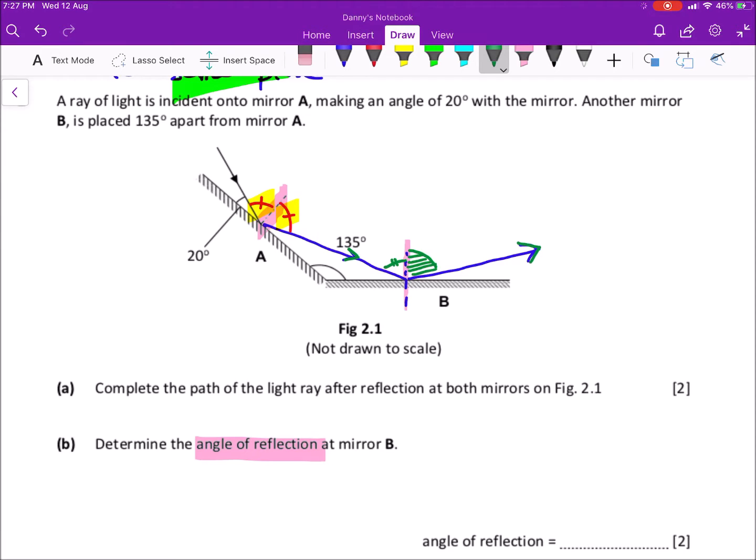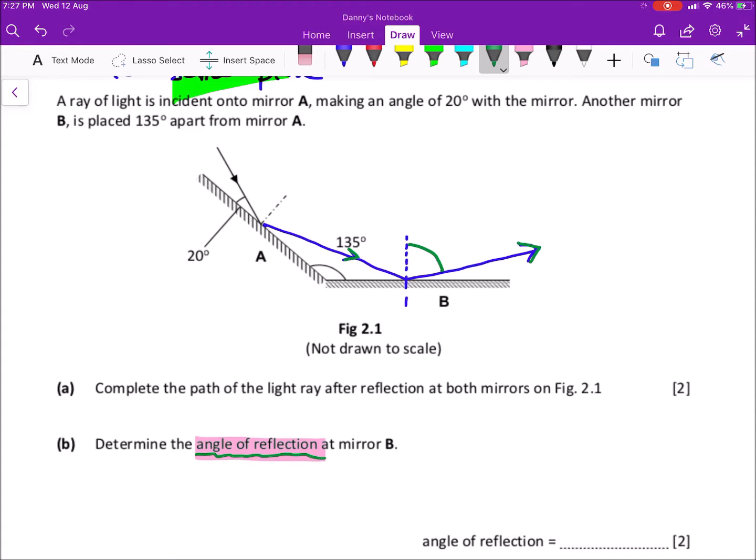So how do you get this angle? You need to do your geometry. So down here, let me erase the colors so that you can see clearly. Okay, so this is a fresh piece, right? Basically what I need to do is find out what the angle here is, because this is the angle of reflection.